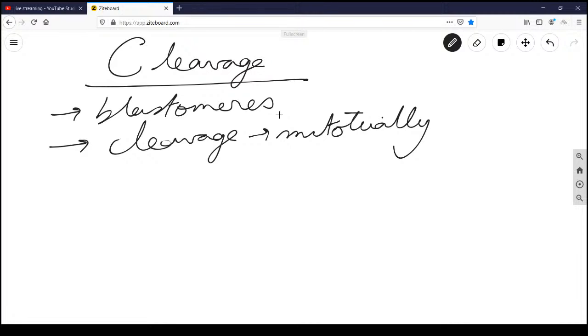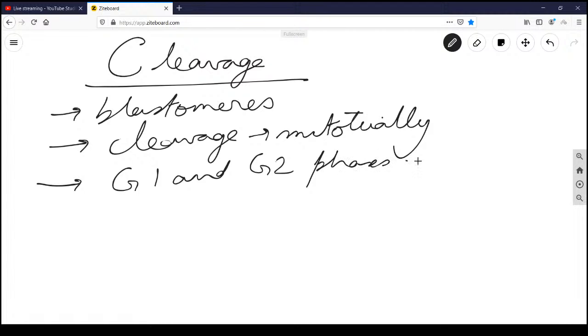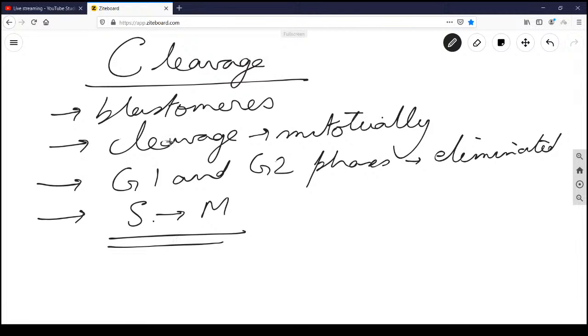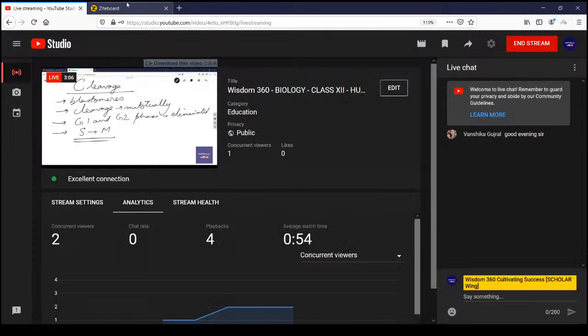So the cell cycle is quite rapid, and in order to make it rapid, the G1 and G2 phases of the cell cycle are completely eliminated. The cell cycle only consists of the S phase, where organelle duplication and DNA duplication will occur, and then the M phase. So of G1, S, G2, M, only S and M phase remain in the cell cycle. There's a difference between a mitotic cell cycle and the cell cycle pertaining to the cleavage.